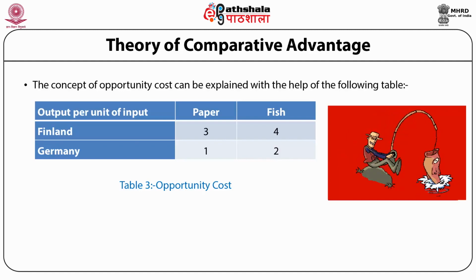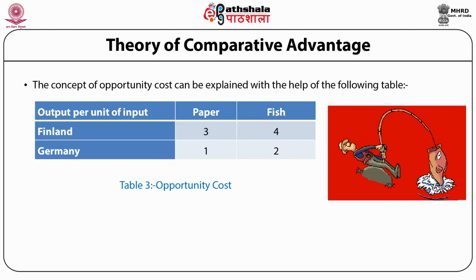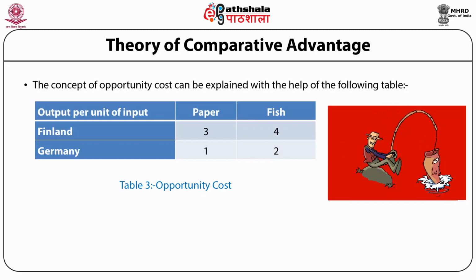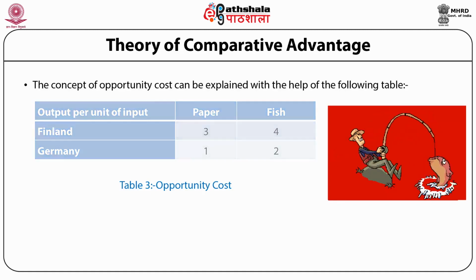If both the countries were to produce only one product, they would have to forego the production of the other product. For example, if Finland decided to produce only fish, then it would forego the production of paper. Similarly, if Germany decides to produce paper, it has to forego the production of fish. In these cases, foregone alternatives are lost when one option is selected.